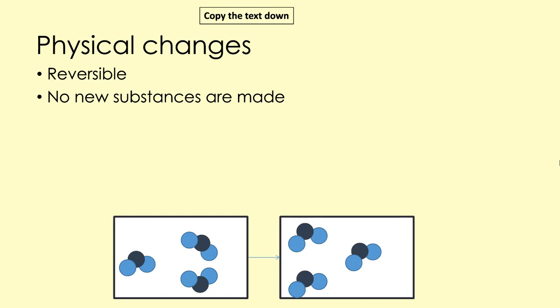And here's a particle diagram to show what might happen in a physical change. As you can see, the particles are the same on the left and the right. So nothing has changed for those particles. The molecules look exactly the same.